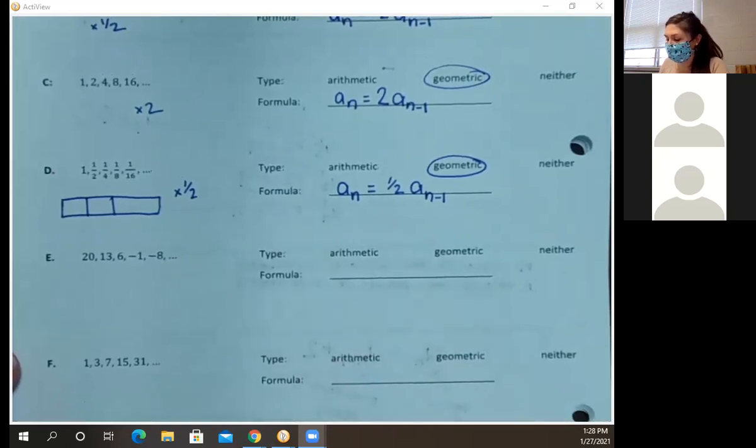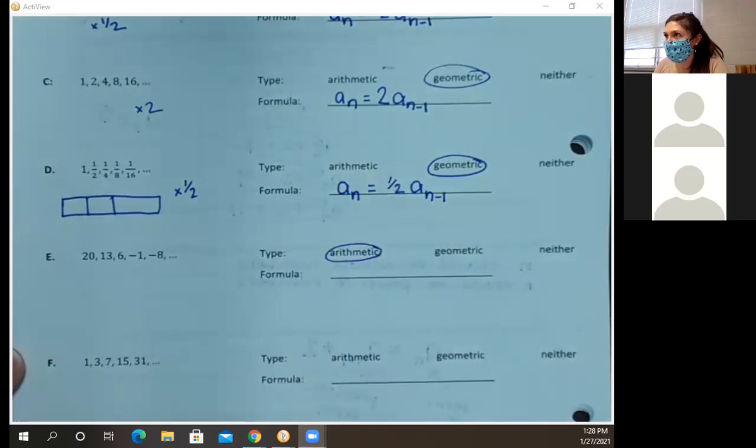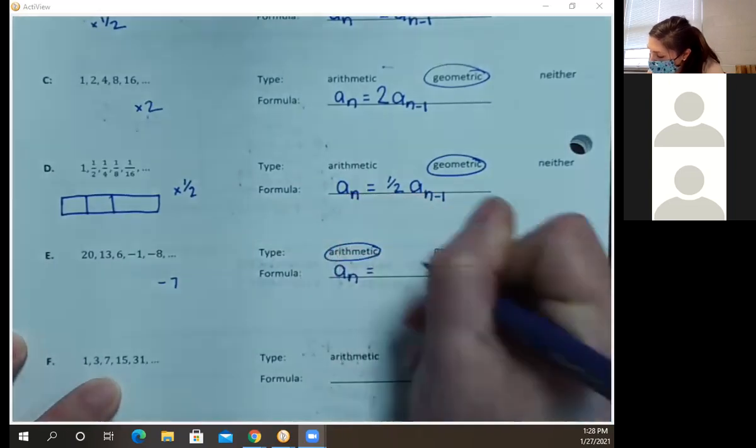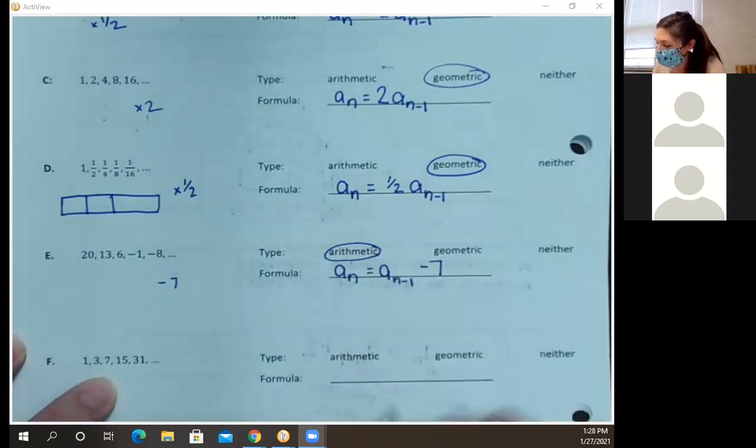What about E? Arithmetic. What am I doing each time? Yeah, we're subtracting 7 each time. So our recursive formula would be a sub n equals a sub n minus 1 minus 7.